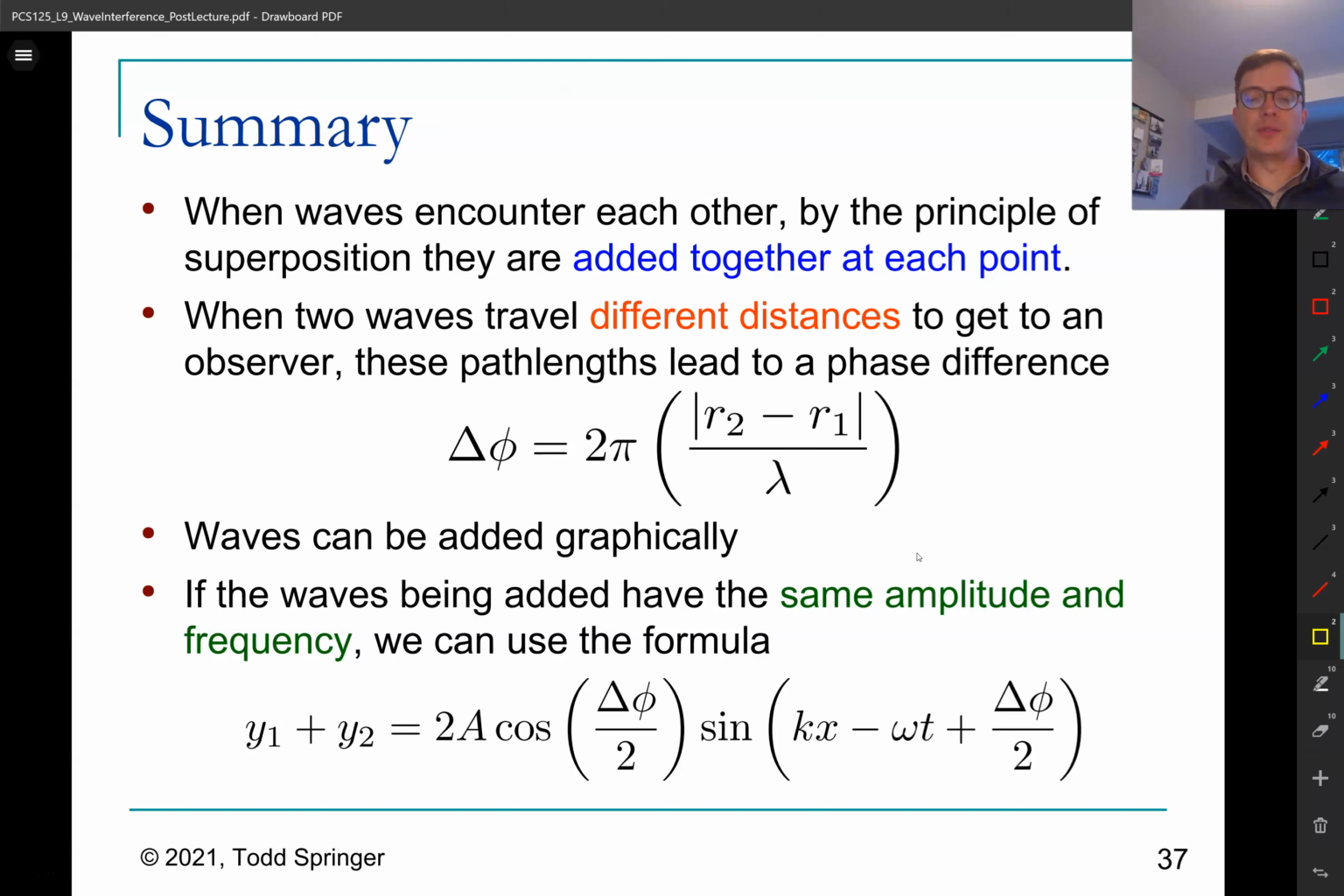We learned how to add waves graphically using that trick of just picking special points when I have two sine waves. And we also learned how to add them mathematically. So if I have two sine waves with the same amplitude and the same frequency and a phase difference between them, I can use this formula. The new amplitude is found here, right? 2 times the old amplitude times cosine of delta phi over 2. So if delta phi is 0, I have constructive interference. If delta phi is pi, I have destructive interference, and so on.